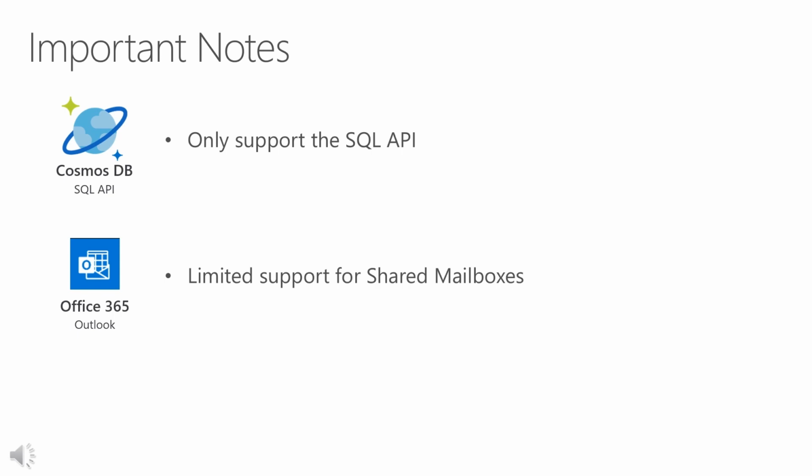Also, the Outlook connector has limited support for shared mailboxes. So if you want to do things like move messages, you'll have to use the Graph API or create a custom connector for this. I'll also cover this in a later video.